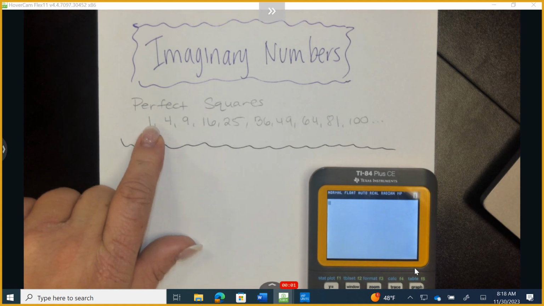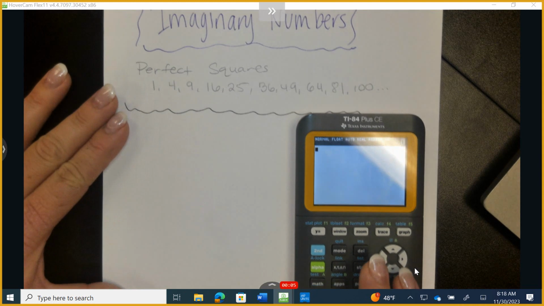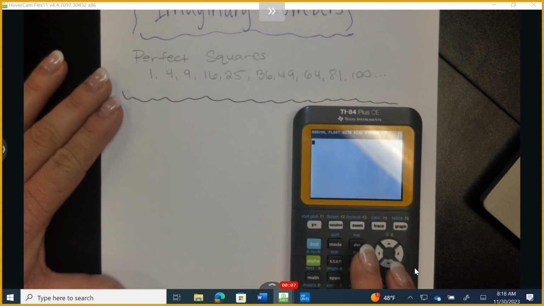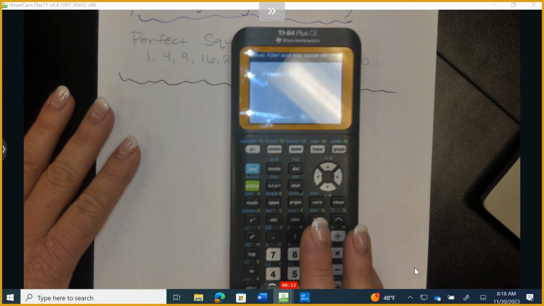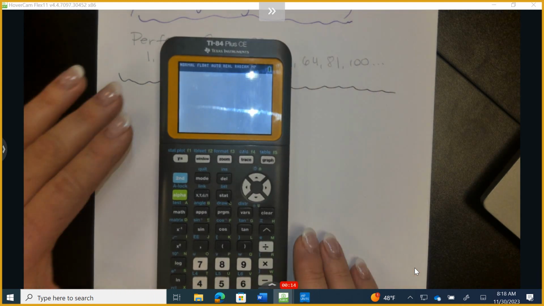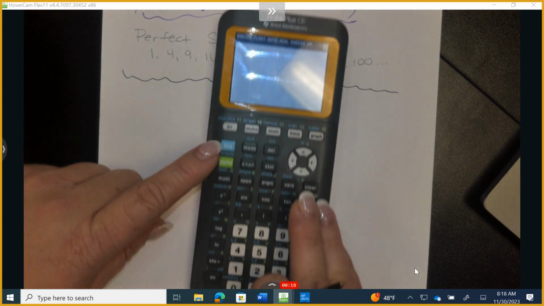If you're watching this video because you're gone today, please make sure to write down these perfect squares. That will be helpful as we break down square roots later on. On your calculator right now, if you were in class with me, let's just take something very simple. Let's take the square root of 9. Very simple. How do we do that?